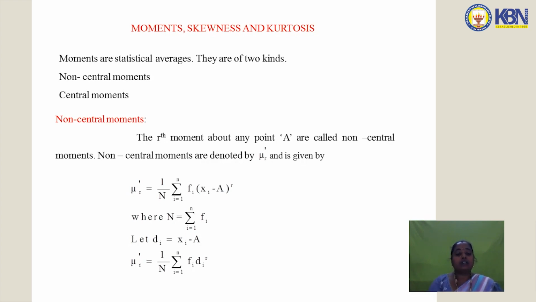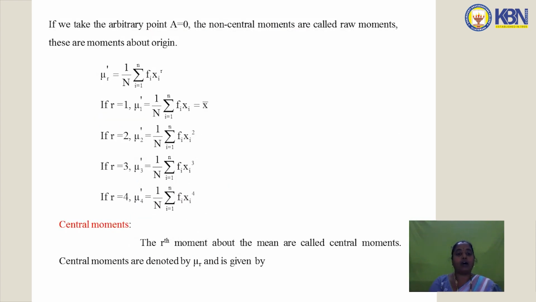Non-central means the r-th moment about any point A is called a non-central moment, and it is denoted by mu r dash. Mu r dash is 1 by N summation f i (x i minus A) whole power r, meaning the r-th non-central moment. Here capital N is the total frequency, and d i means the deviation between the observed value and the point, that is, d i is equal to x i minus A. Now mu r dash is equal to 1 by N summation f i d i power r.